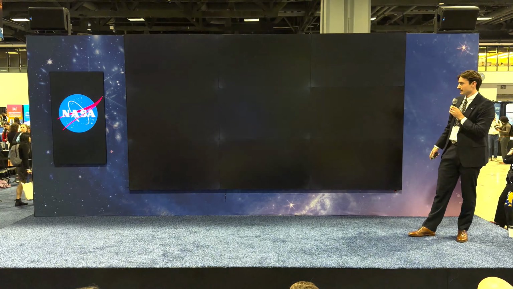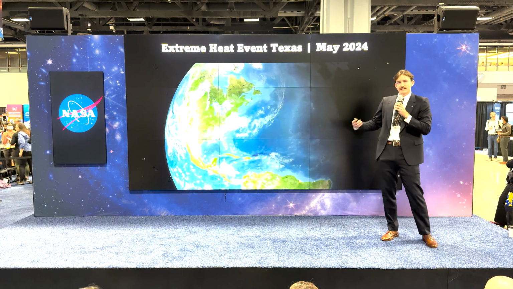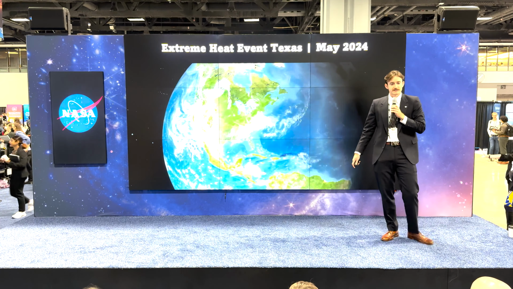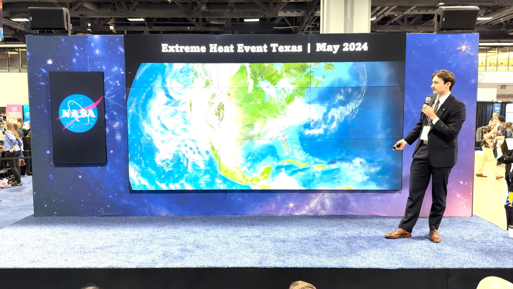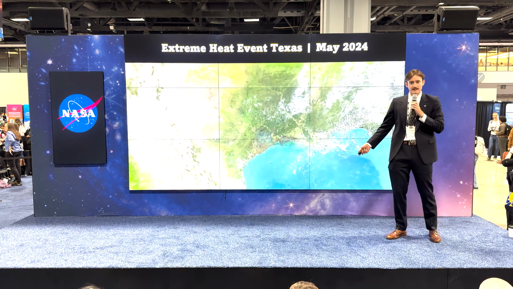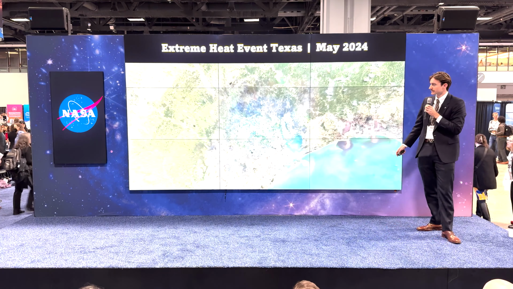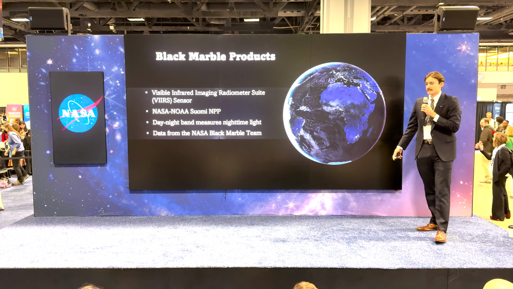So we're going to jump now to Houston, Texas. So this zooms into Houston. In May of 2024, Houston was hit with a derecho, a series of really strong storms. And this caused flooding and it had really strong winds that knocked out a lot of power. So the DRCS provided black marble imagery.